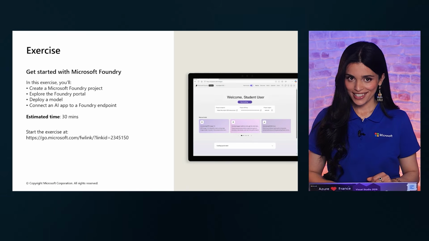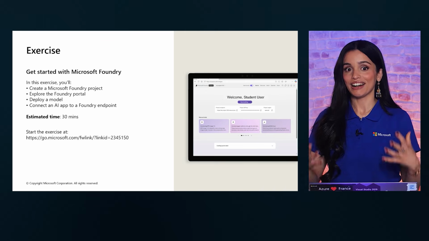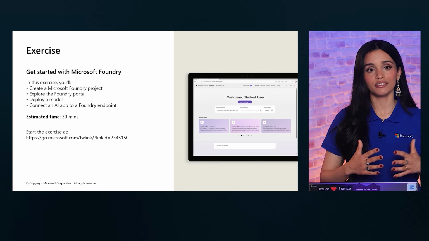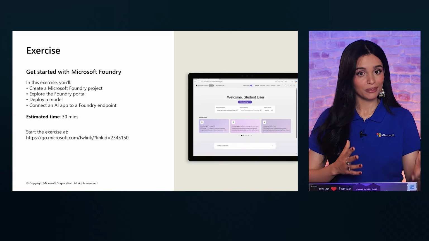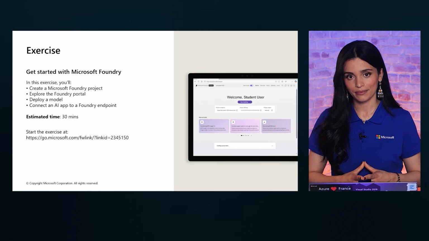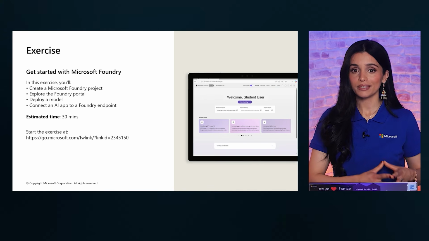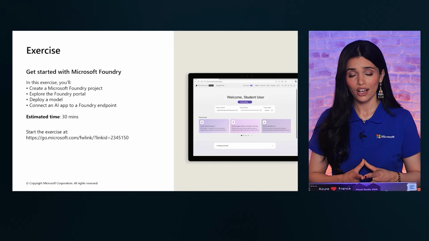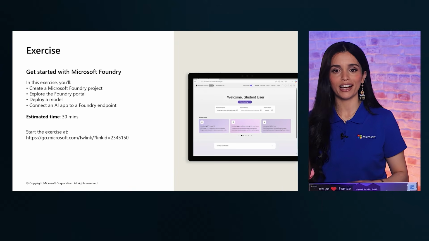Now let's do a quick exercise where we get started in Microsoft Foundry, where we will start by creating a Microsoft Foundry project, and then we explore the Foundry portal. We will also have a chance to deploy a model and connect it to our first AI app. You can also practice this exercise in your own environment by accessing the lab steps in the link that you can see on the screen, or by visiting the AI-901 learning path through the Microsoft Learn platform.